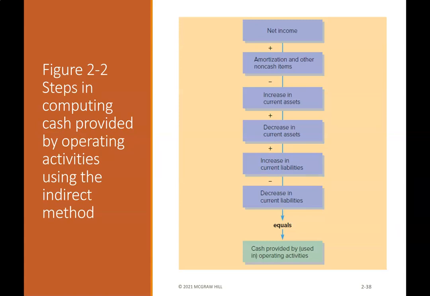Figure 2-2, steps in computing cash provided by operating activities using the indirect method. Net income plus amortization and other non-cash items, minus increase in current assets, plus decrease in current assets, plus increase in current liabilities, minus decrease in current liabilities, equals cash provided by (used in) operating activities.